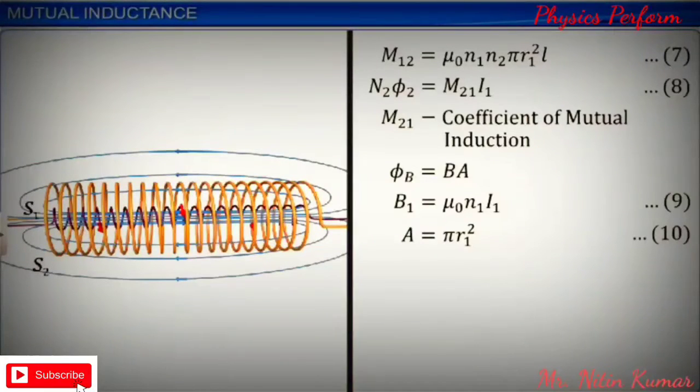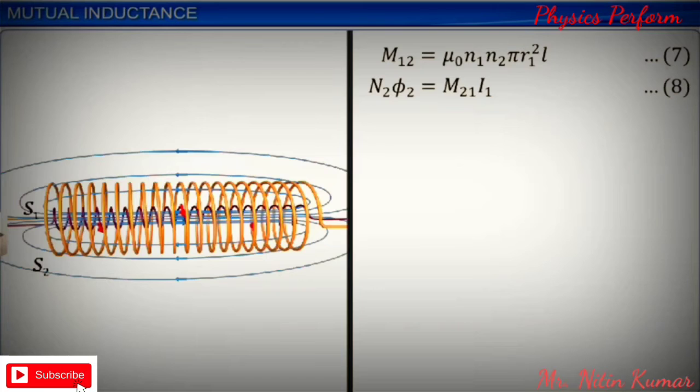On multiplying equations 9 and 10, we obtain the magnetic flux per turn through the coil of solenoid S2 as phi2 equal to mu naught N1 I1 into pi R1 square. Let this be equation 11. We also know that N2 is equal to N2 L. Let this be equation 12. On multiplying equations 11 and 12 and simplifying the right-hand side, we get the equation N2 phi2 is equal to mu naught N1 N2 pi R1 square L I1. Let this be equation 13.